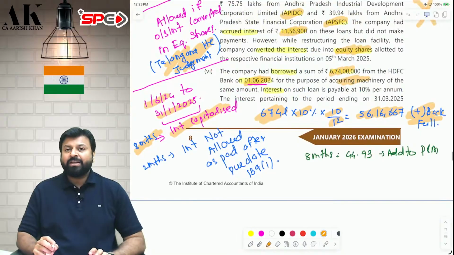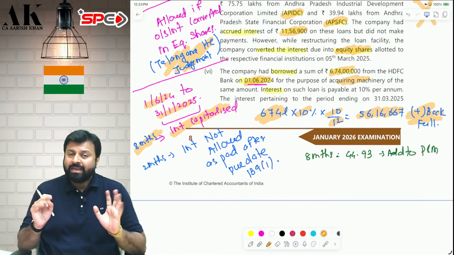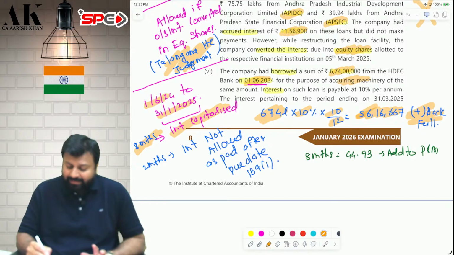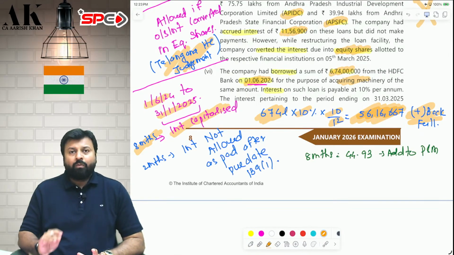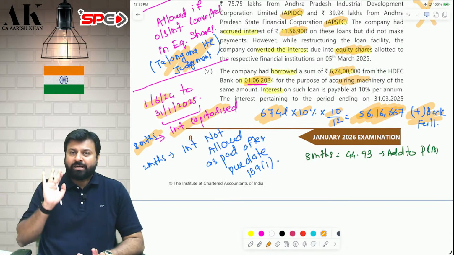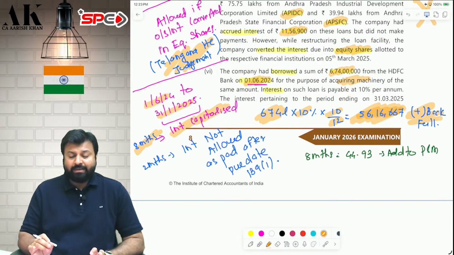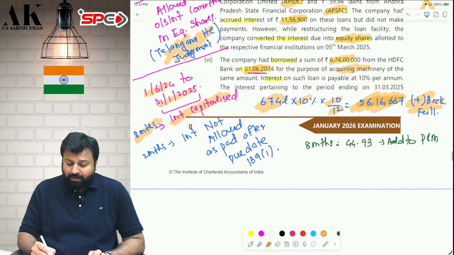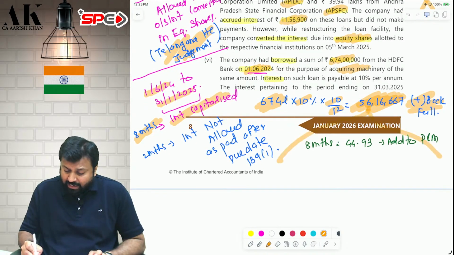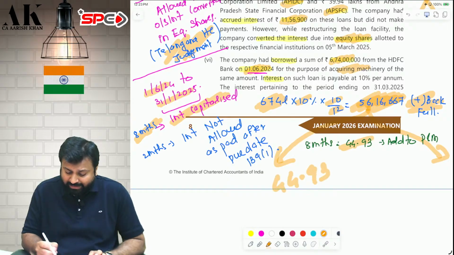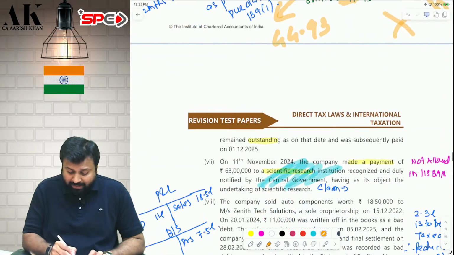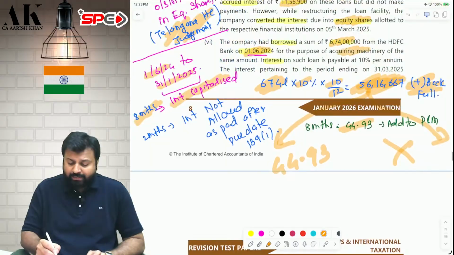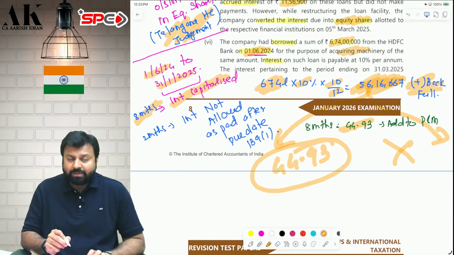So what is the only treatment that you will give here? Add back the entire interest to the PGBP, and whatever effect has to be given, the company has already done while computing the depreciation. Don't do anything else. Now, out of this 56 lakh, how much will be added to plant and machinery? 8 months' interest, 44.93, will be added to plant and machinery, and the 2 months' interest will not be allowed as a deduction. Why, sir? Because the interest is paid after the due date of filing of return, therefore the 2 months' interest will not be allowed. Don't do all this calculation while computing the normal regime.